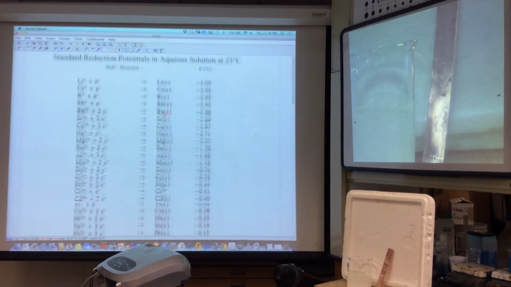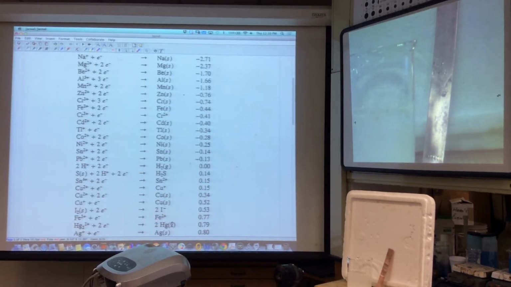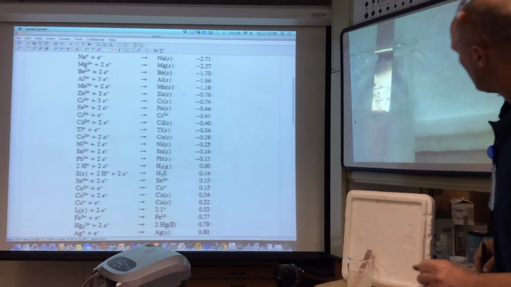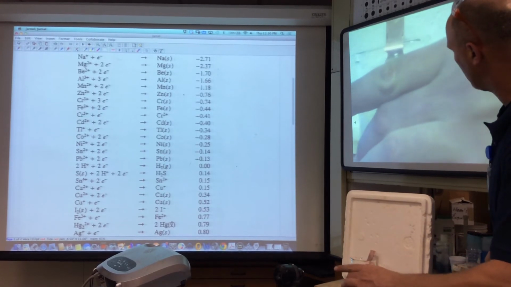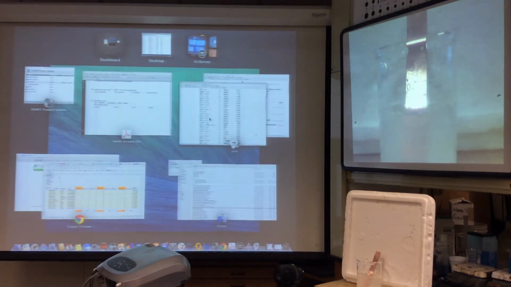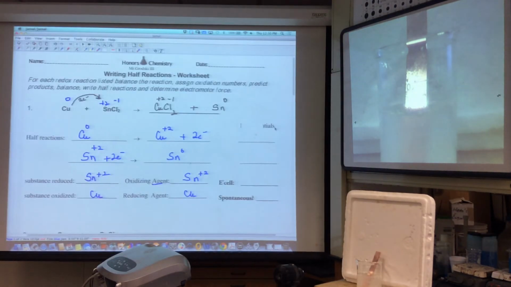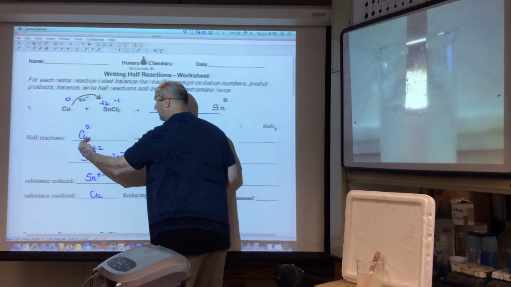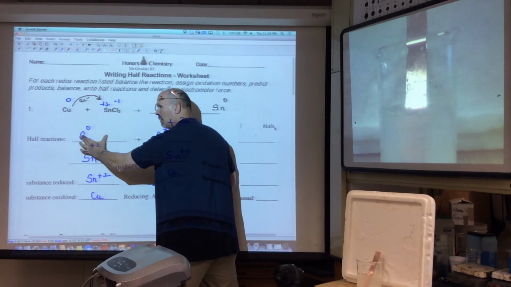What's my first reaction? My first reaction is I want to take copper and put it in tin chloride. Let it sit there for a little bit. Now watch. Let's go look at the voltages. Now, back to our reaction. What's our reaction? Pay attention. Where's my reaction? I need copper to give off electrons for this to work. It needs to oxidize.